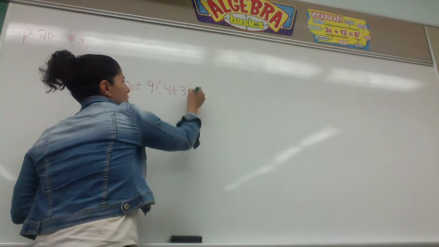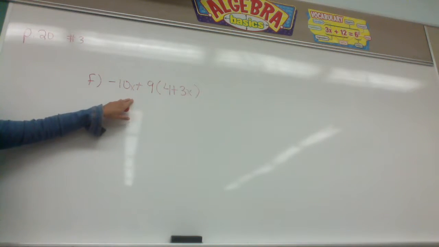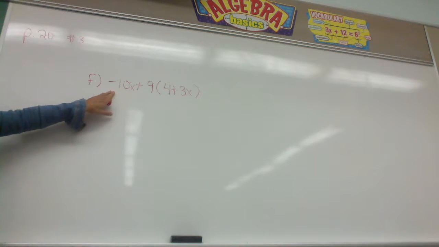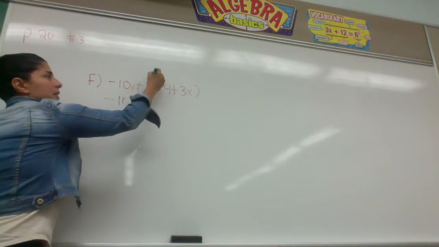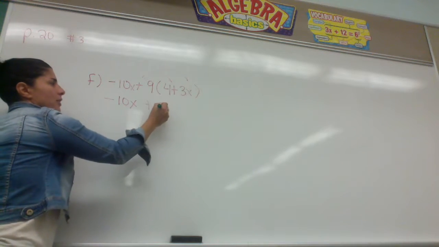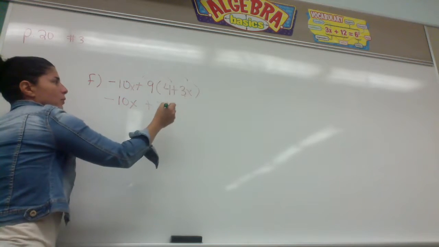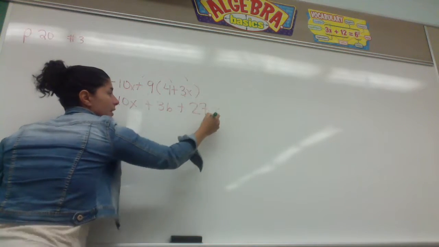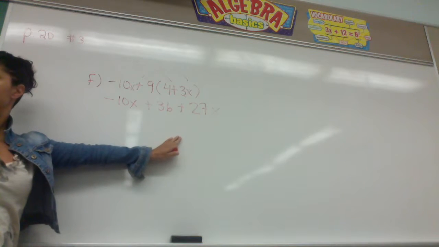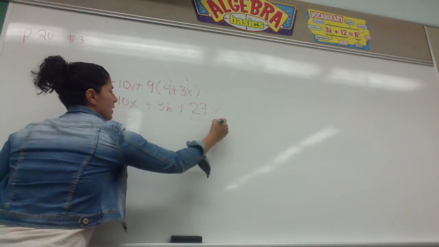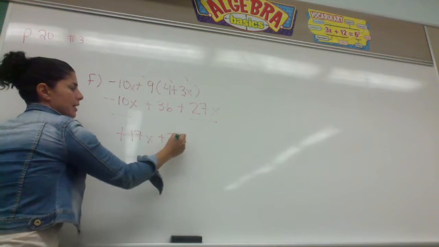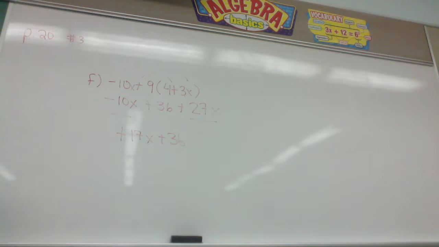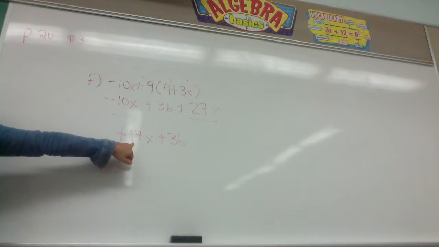Plus 3x. So let's look here. I'm going to carry down the -10x because right now there's nothing to do. I'm going to distribute the 9, so plus 36. Distribute the 9 to the 3, so it's plus 27x. The last thing you do for full marks is the x's go together. So I'm going to have a positive 17x plus 36. I am left with a binomial that has 17 as its coefficient, x as its variable.